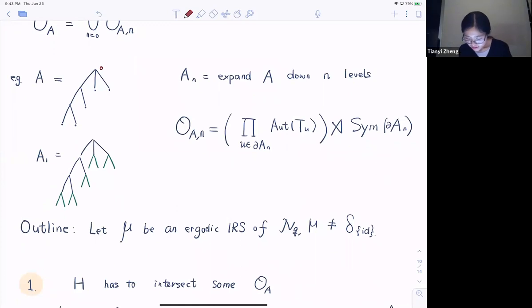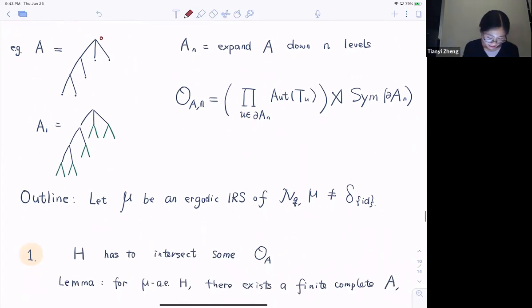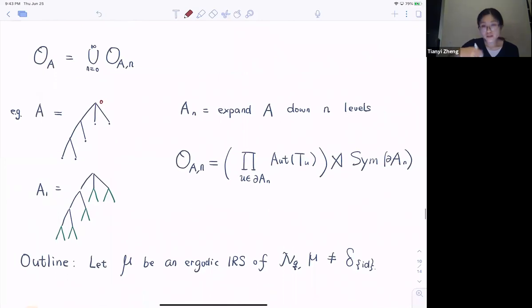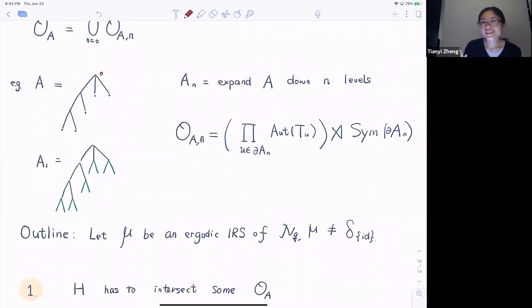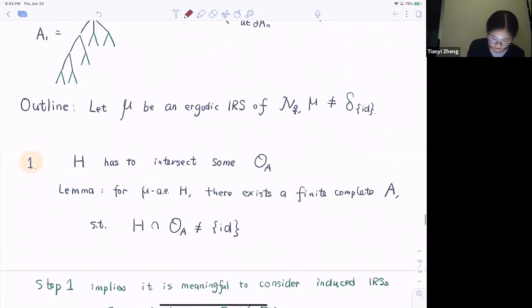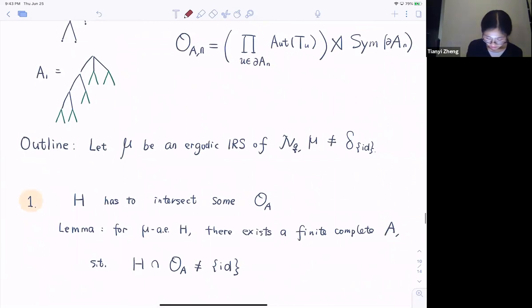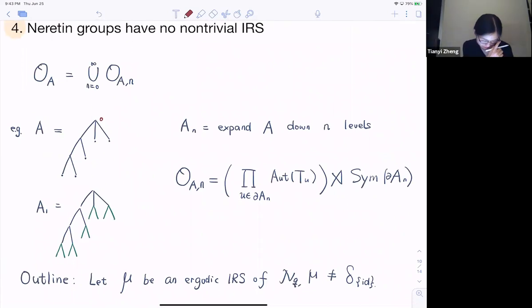as this semi-direct product, it's basically all these forest isomorphisms that you can draw from AN to AN. Okay. So these are open subgroups. And then OA is just the increasing union when you grow N to infinity. Okay. So these are what I mean by the elliptic subgroups.